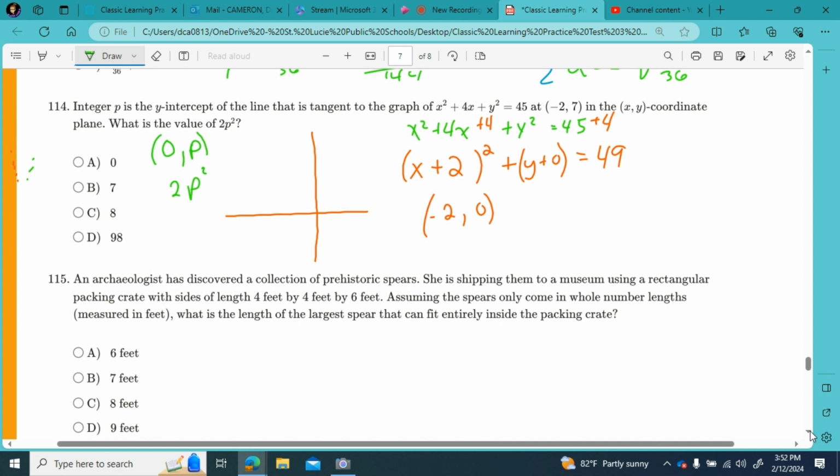Where the center of my circle is at -2. My radius of my circle is the square root of 49, which is 7. So 1, 2, 3, 4, 5, 6, 7, in each direction. So my circle is like something like this. Okay, that's not a very good circle at all. But anyway, there's my circle.